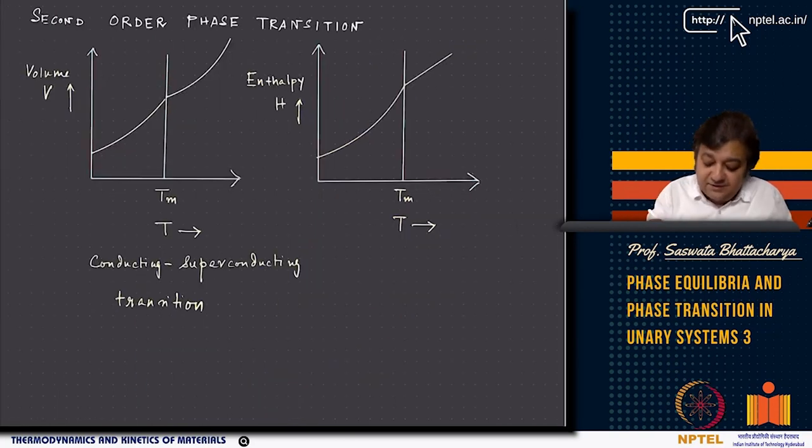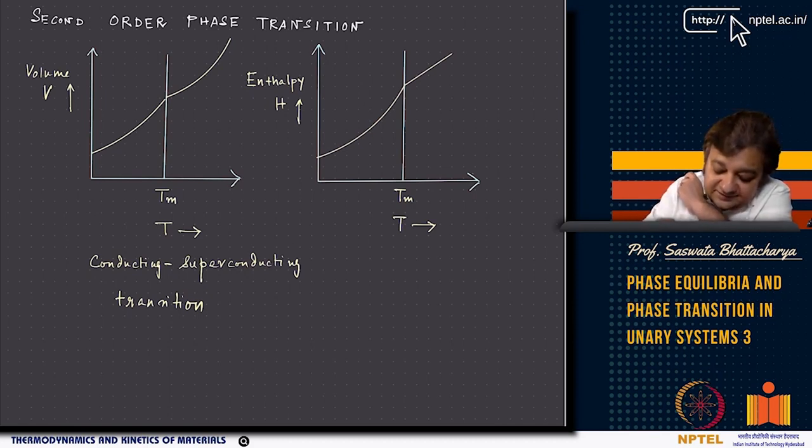Now, if you look at second order phase transitions, it's not like melting. Melting is a first order transformation. Evaporation is a first order transformation, sublimation is a first order transformation. Second order is like the conducting to superconducting transition. This is an example of a second order transition. What is a second order transition?